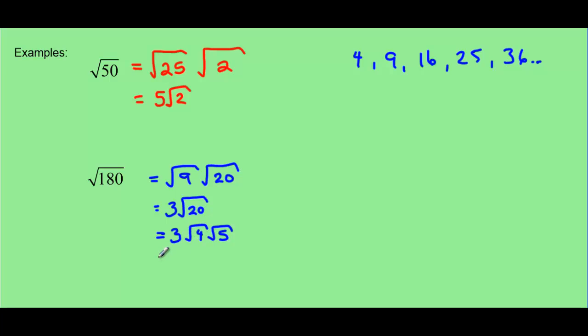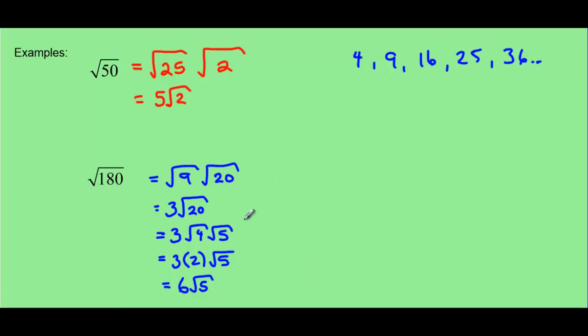And since 4 is a perfect square, we're going to rewrite this as 3 multiplied by the square root of 4, which is 2, multiplied by the square root of 5, and 3 times 2 is 6, so this ends up being 6 root 5. 6 root 5 and the square root of 180 have the same value. If you plug both of them into your calculator, you get the same number. But this is the more simplified version.